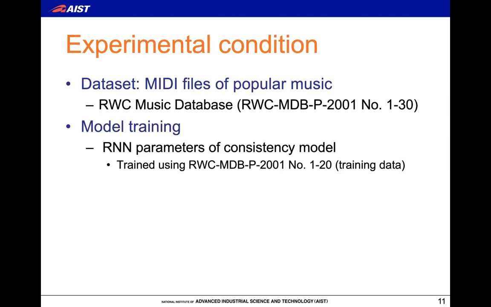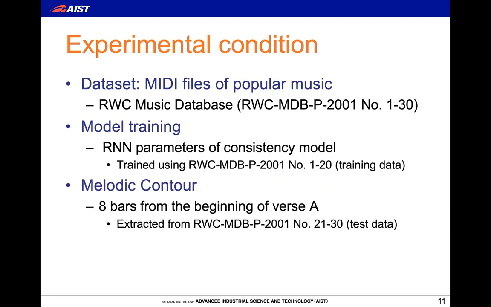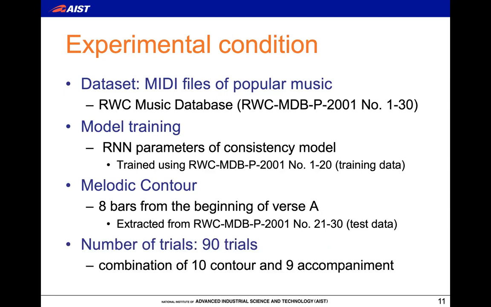We use the MIDI files of popular music from the RWC music database. We first trained the RNN parameters of the consistency model, and then tested the method with the melodic contours, which are not from the training data. We tried 90 combinations of melodic contour and accompaniment, and calculated the two evaluation metrics.